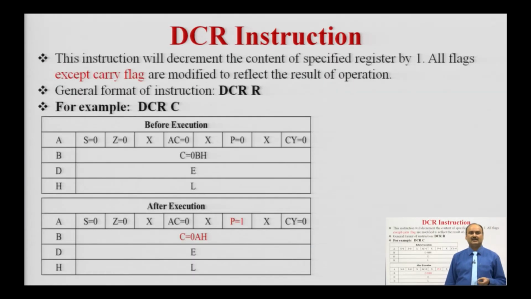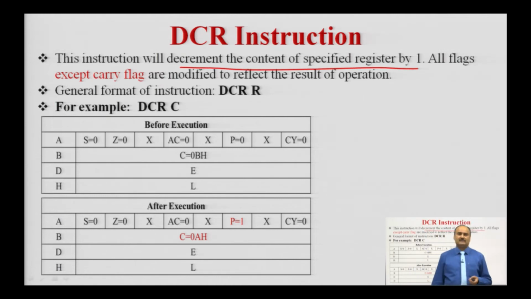Next is the DCR instruction. This instruction is used to decrement the content of the specified register by 1. All the flags except the carry flag are modified to reflect the result of the operation. Again, during the decrement process, all the flags except the carry flag are modified.